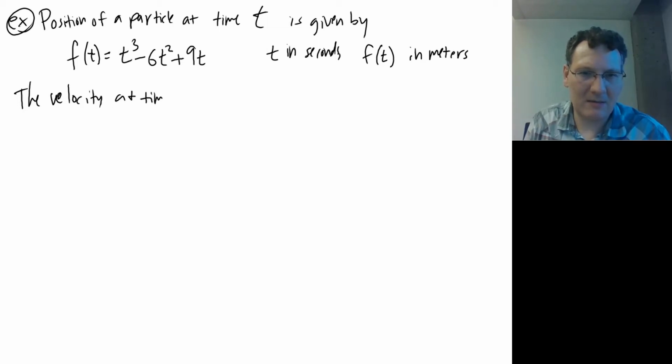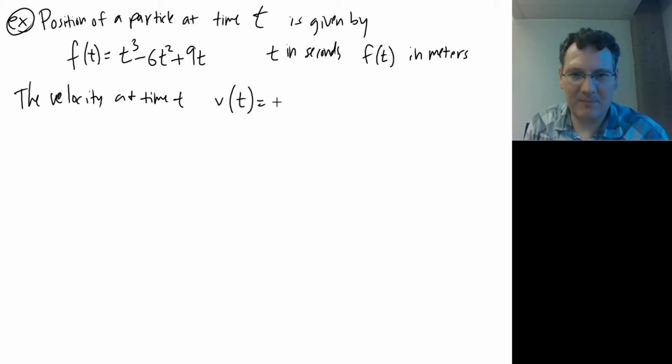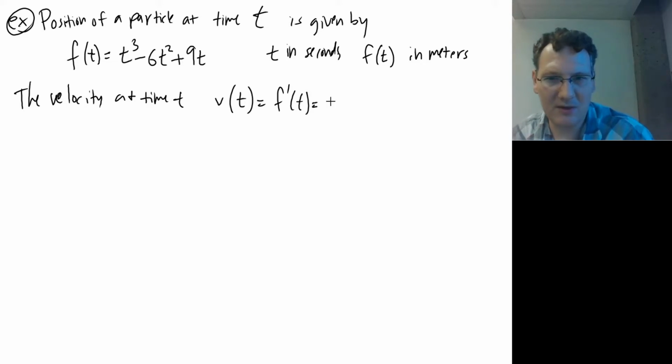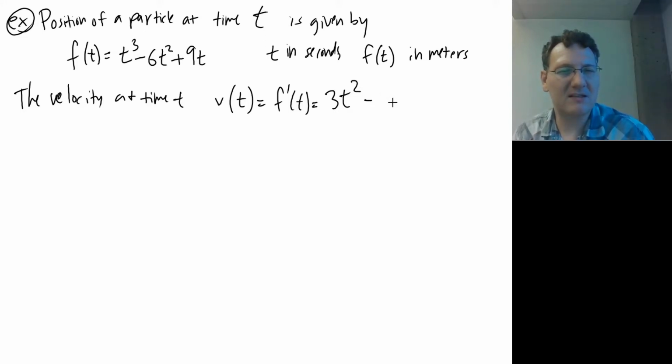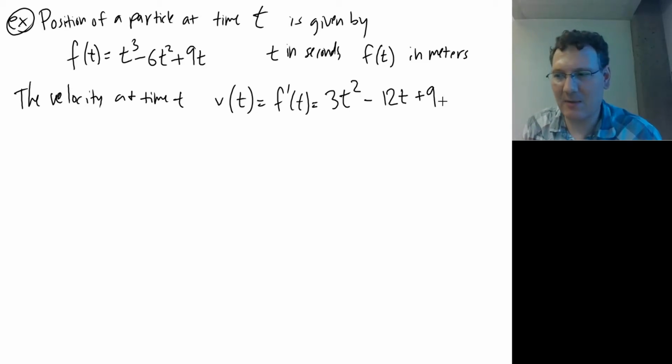at time t, we could write v of t, and that's going to be the first derivative. So for this one, if we find the velocity, it's going to be 3t squared minus 12t plus 9. So that's the velocity function for any given time t. Its velocity is given by that.